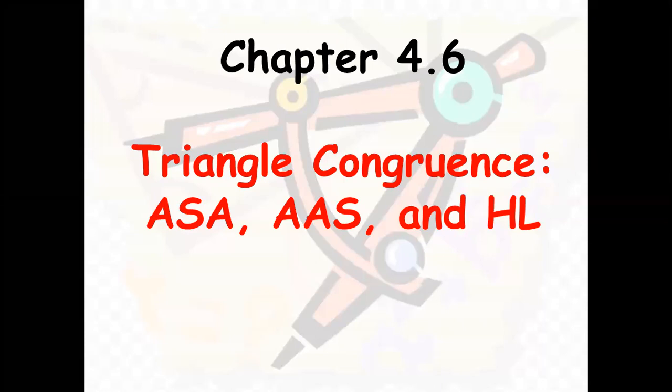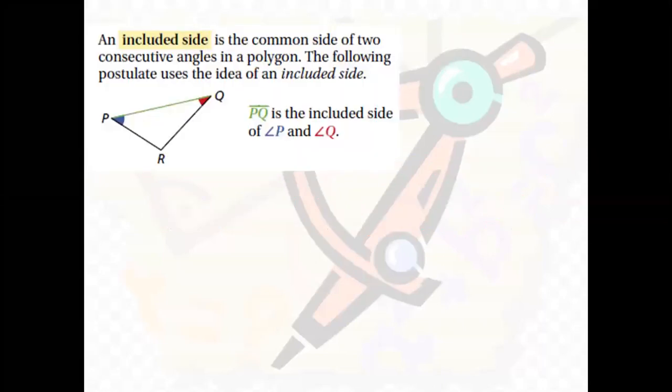This is going to be chapter 4, lesson 6. So let's start by knowing what is an included side. You have an idea about included angle. Included angle means the angle between the two segments which they're talking about in a triangle. Now, an included side has the same idea. Included side is the common side of two consecutive angles in a polygon. In fact, included side is the line which connects the two angles which we are talking about.